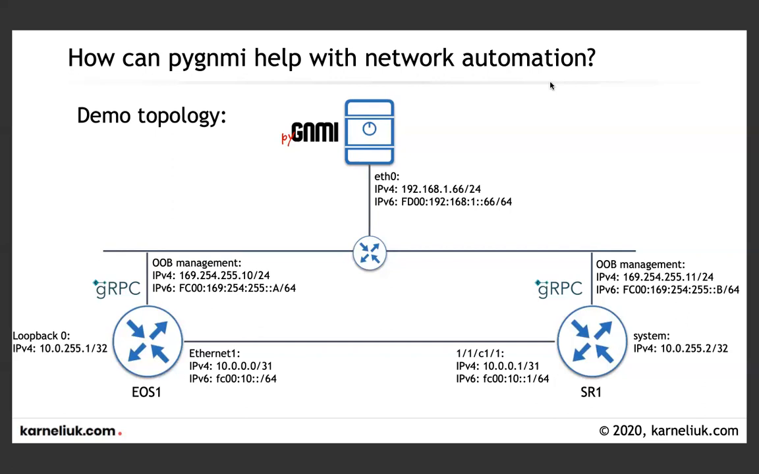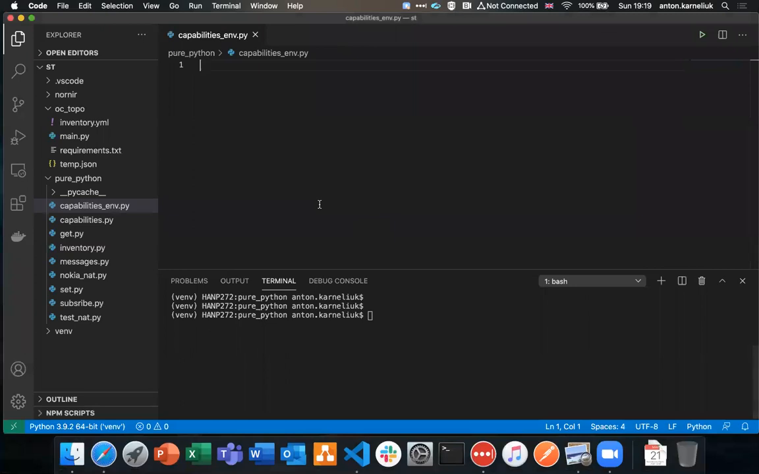So the approach that we're going to show you is to use environment variables within your Linux or Mac system. We are going to create variables for our credentials, and we are going to use these variables from our environment in our Python script. As usual, we have two devices, a Nokia SR OS router and an Arista EOS switch. Let's jump to our lab.